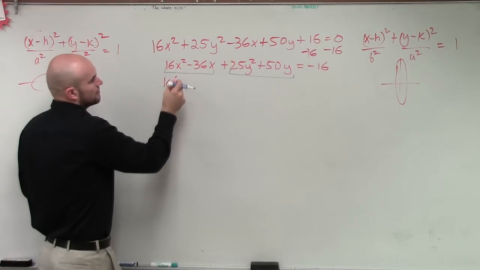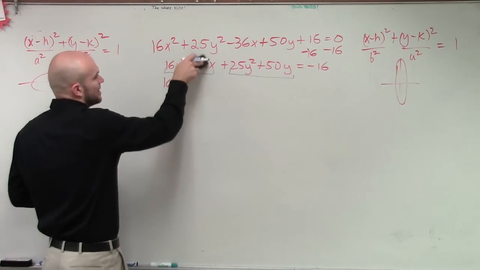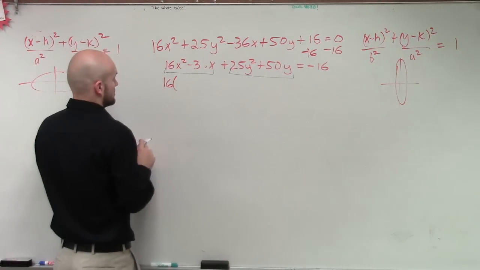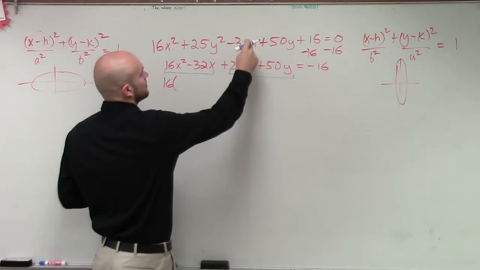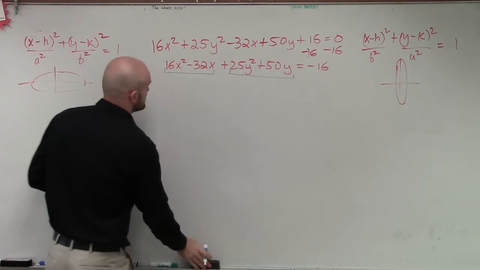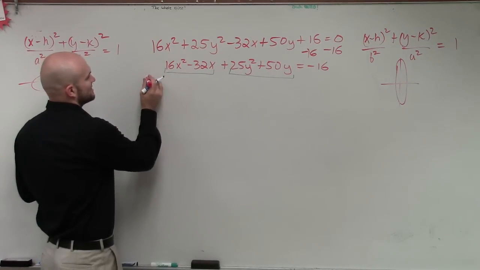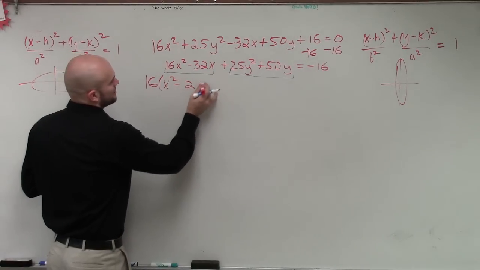The problem says it's minus 32, not 32. Oh, is it? Yeah, that probably makes sense. Make sure I have the rest of the numbers correct. Okay, so let's factor out a 16. Factor out a 16, I'm left with x squared minus 2x.